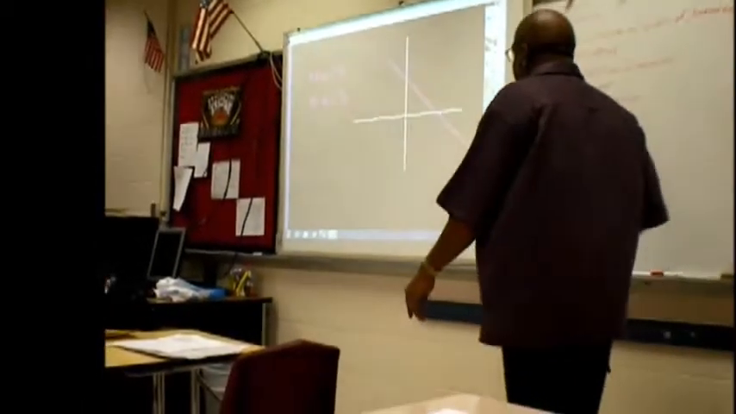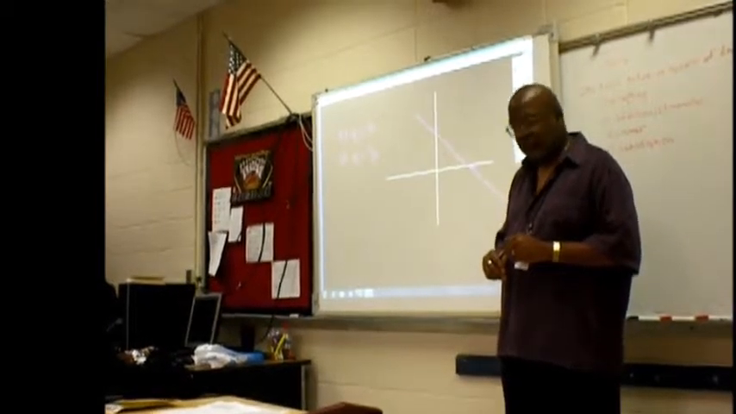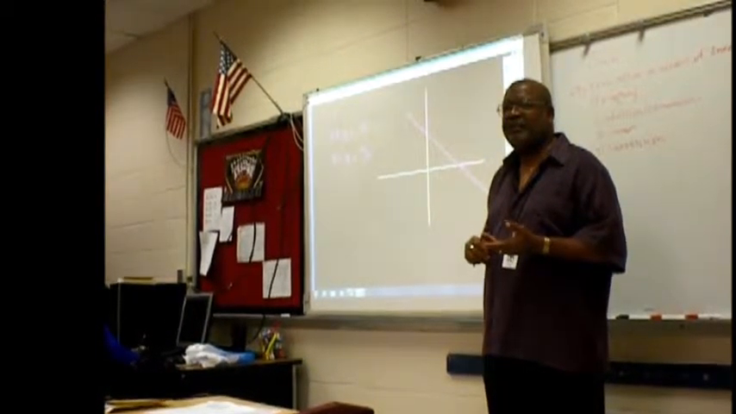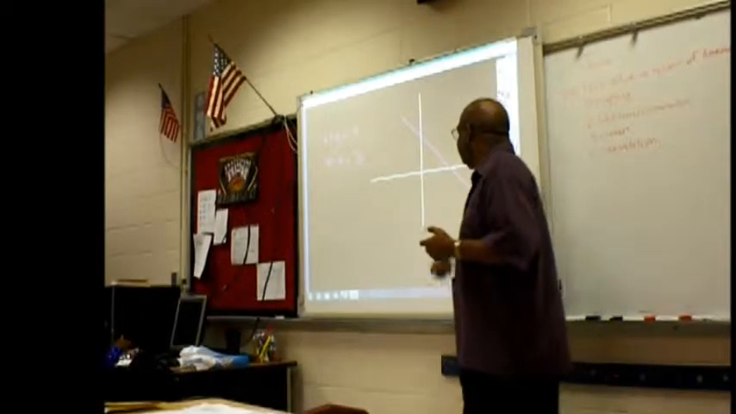Alright. Now, look at the bottom equation. Again, how many x's do you see? 1. You see 1 again? What's your last number at the end? 3. So my x-intercept is going to be 3. So can you go 3 spaces to my right and put me a dot?